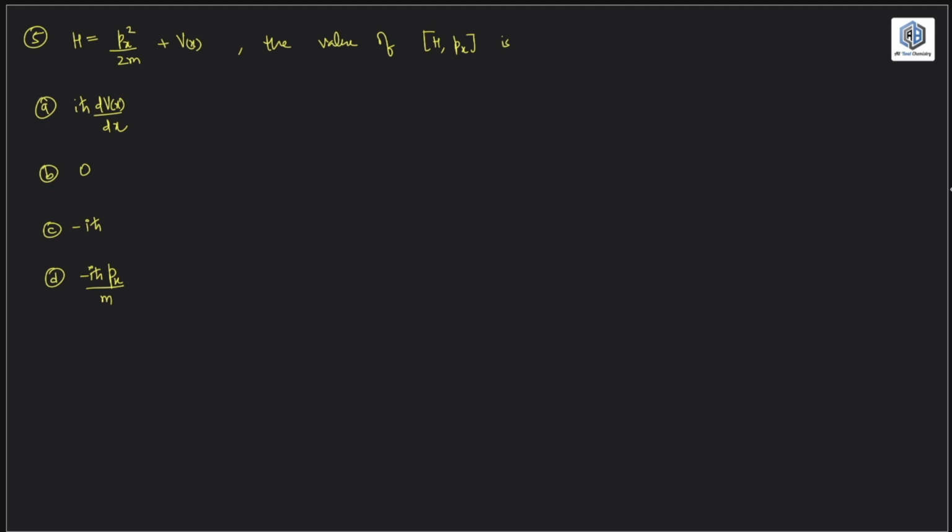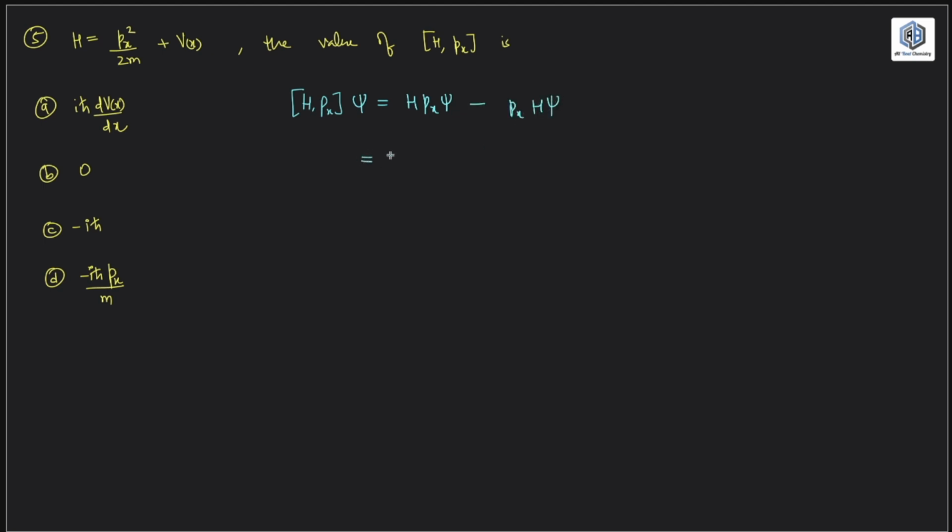All right, let's take this question. It says that H, that is the Hamiltonian, is given to you. This is px square divided by 2m plus Vx, and you have to find the commutator of H and px. If you solve this [H, px], you have to operate it on a wave function first of all. Let's say that is psi, so you will get H px psi minus px H psi.